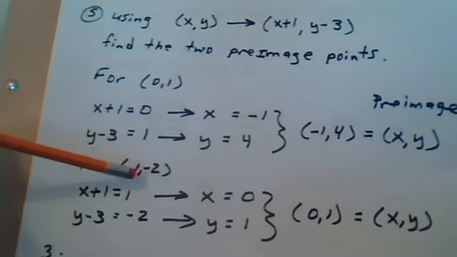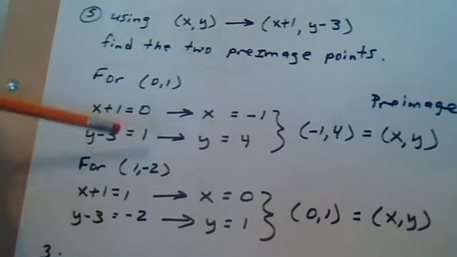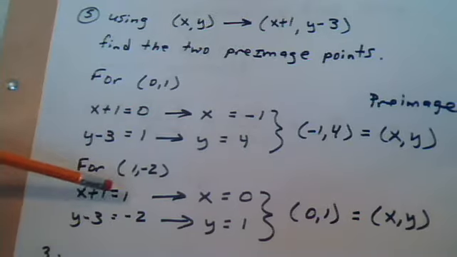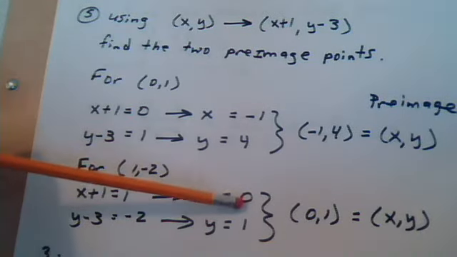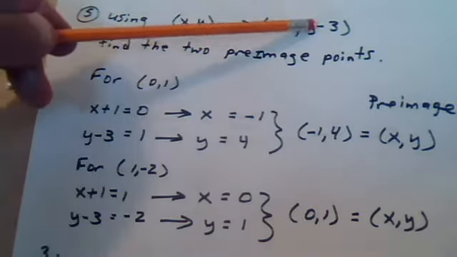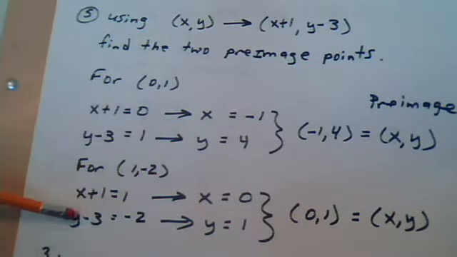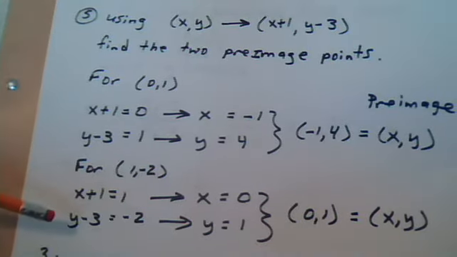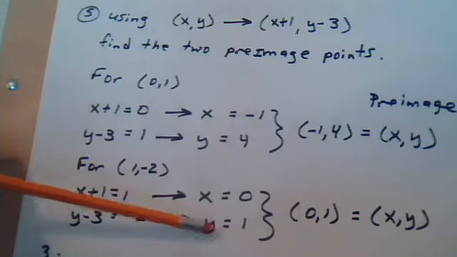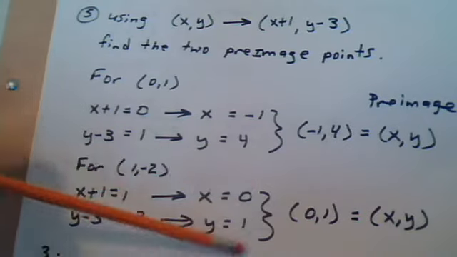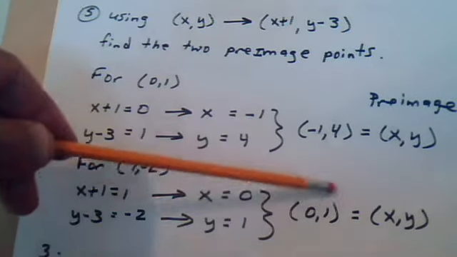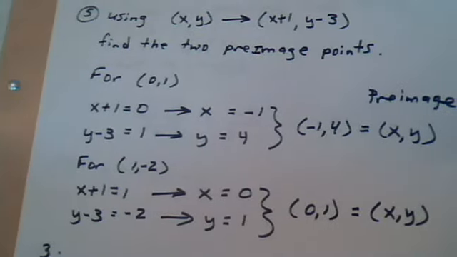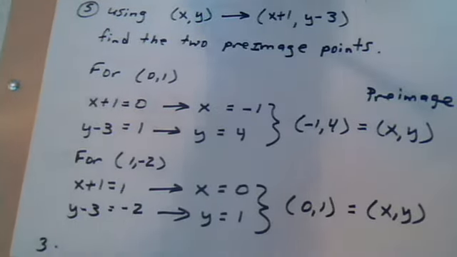Now for the second point, match them up. x plus 1 should equal 1, which means x should equal 0. y minus 3 should equal negative 2, the y coordinate, right? Solve for the y, so y equals 1. So these form another pre-image point. Now we have two pre-image points. With these two pre-image points, you can come up with your line.